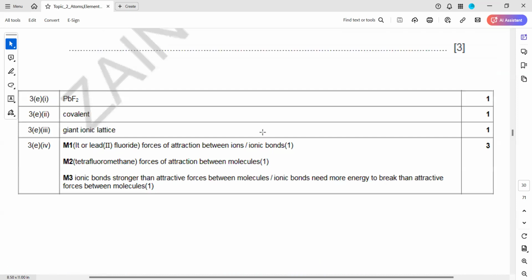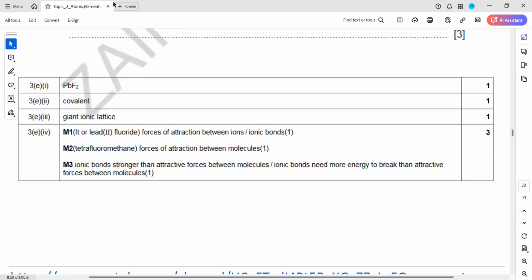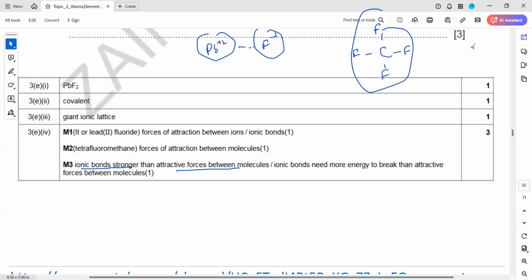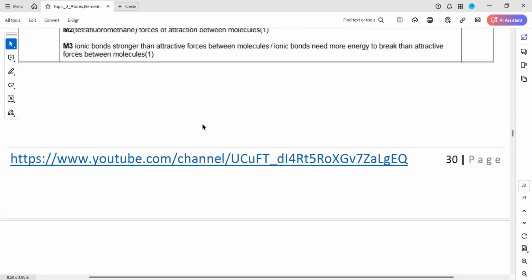Marking point 3: ionic bond stronger than attractive force between molecules. Because in lead(II) fluoride, there is a lead ion and a fluoride ion, and they have an ionic bond and a strong attraction as compared to tetrafluoromethane, which is a molecule. Between the molecules, the force is always weak. The attraction between the ions is strong. This is 3 marks.